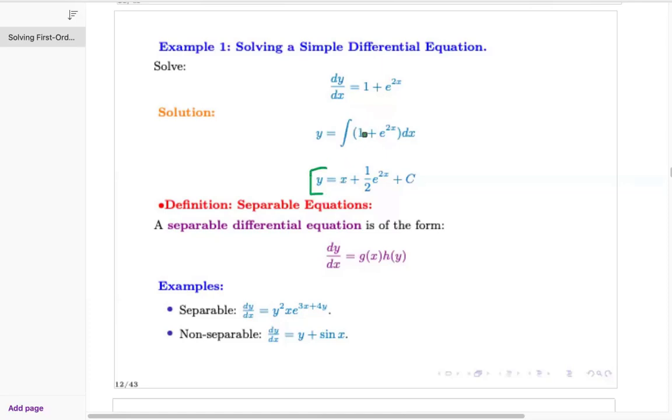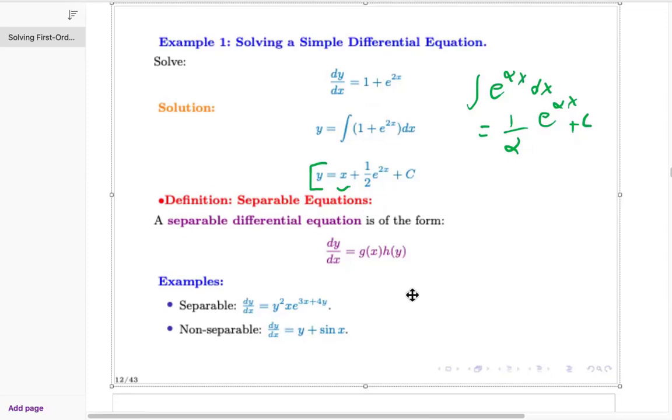Y equals the integral of 1, which is x, and the integral of exponential 2x is 1 over 2 e to the 2x, because the integral of exponential alpha x dx equals 1 over alpha exponential alpha x plus a constant. In this case, alpha equals 2, so the integral is 1 over 2 exponential 2x plus a constant.